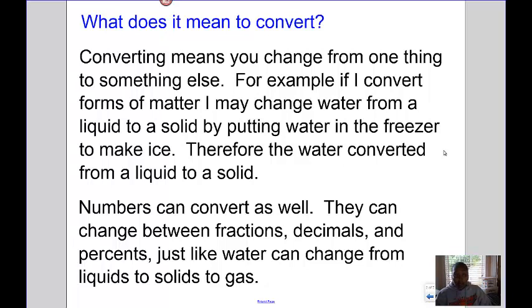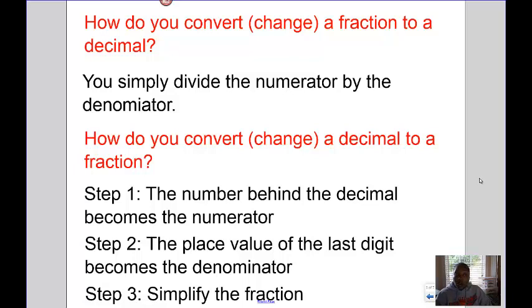So numbers can convert as well. They can change between fractions, decimals, and percents, just like water can change from a liquid to a solid to a gas. So how do you convert or change a fraction to a decimal? Well, you simply divide the numerator by the denominator. And how do you convert or change a decimal to a fraction? Well, the first step is the number behind the decimal is the numerator of your fraction. The place value of the last digit is your denominator, and then simplify your fraction.